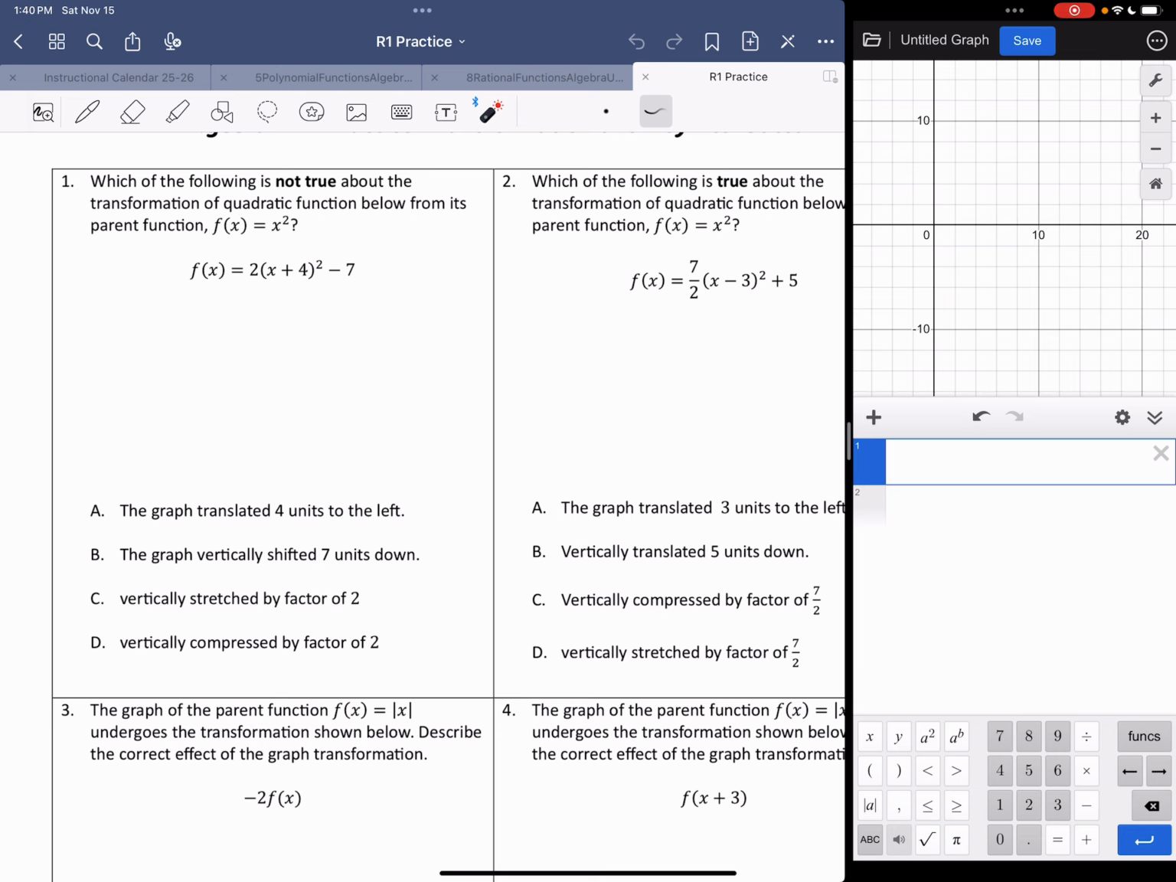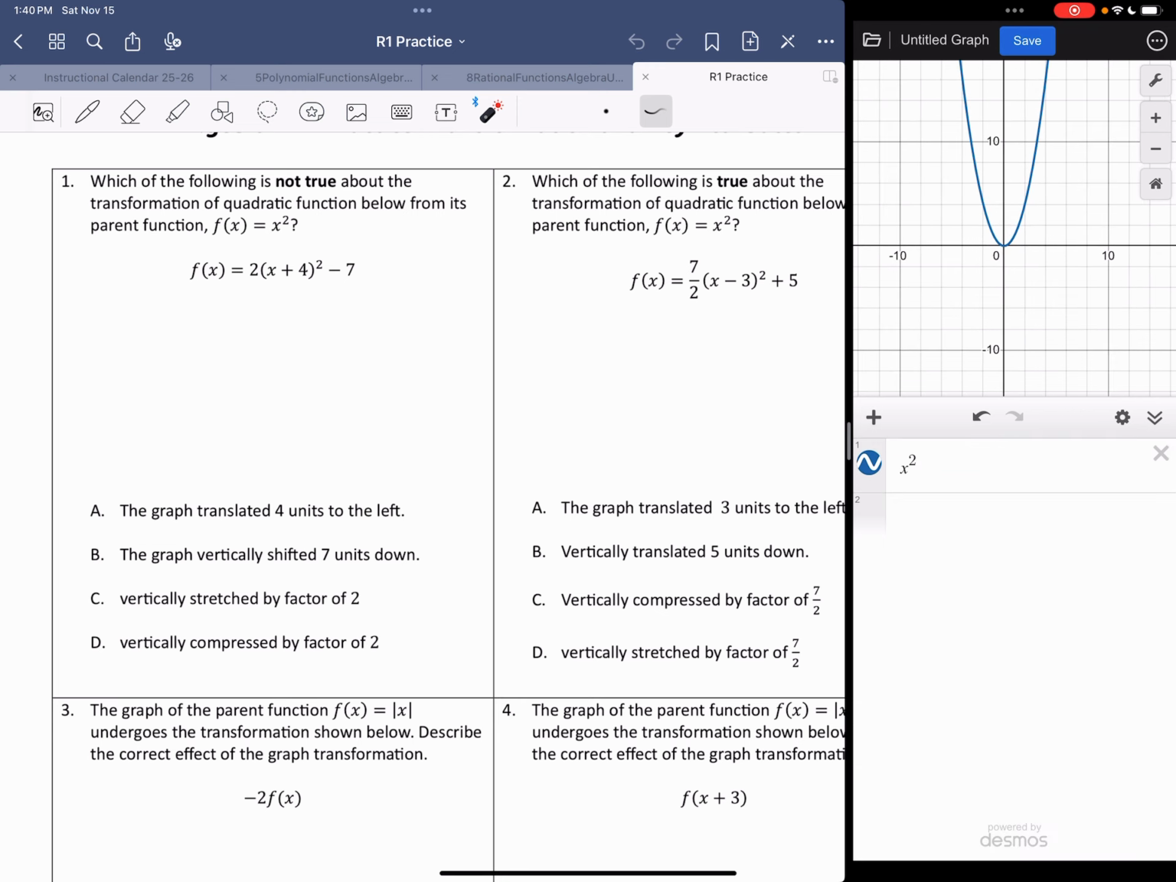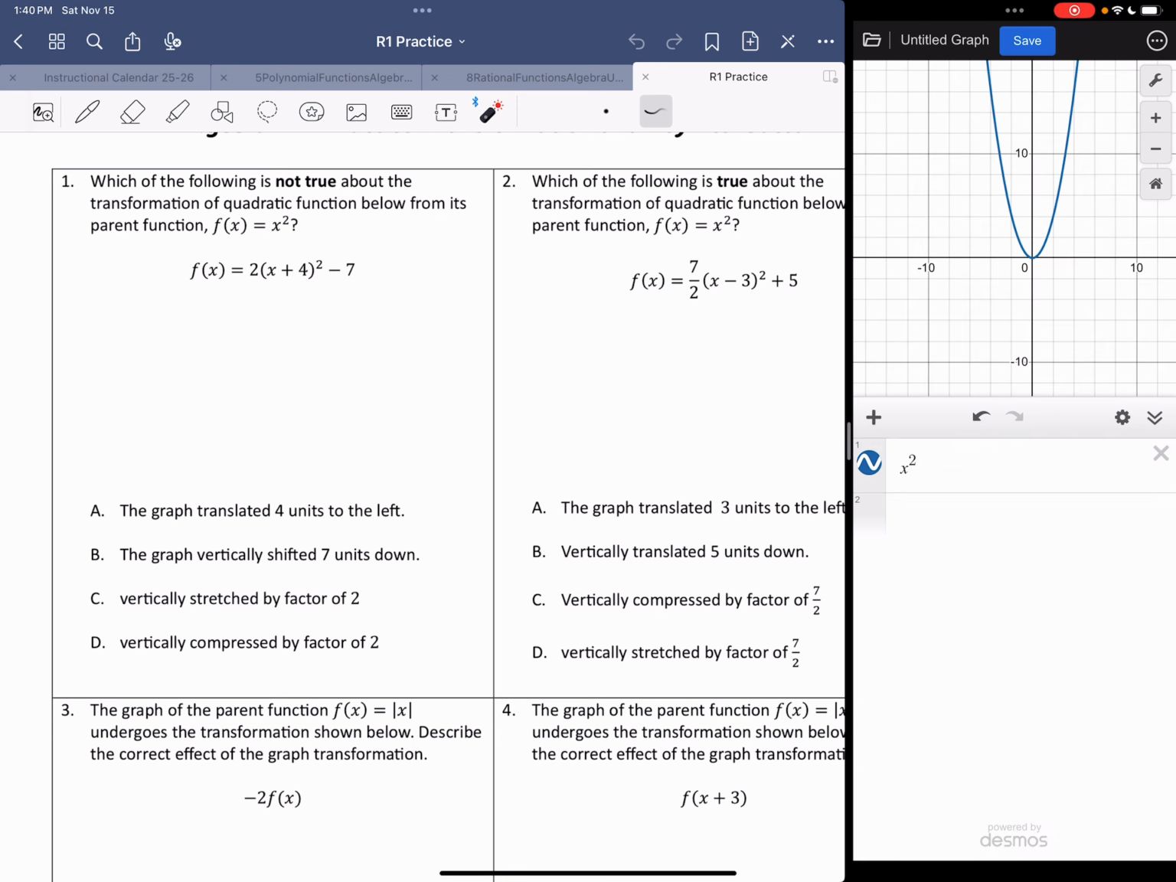So question number one says, which of the following is not true about the transformation of a quadratic function below from its parent function? So the parent function is x squared. And I would like to show you visually here. So let's look at the right. That's x squared, our parent function.